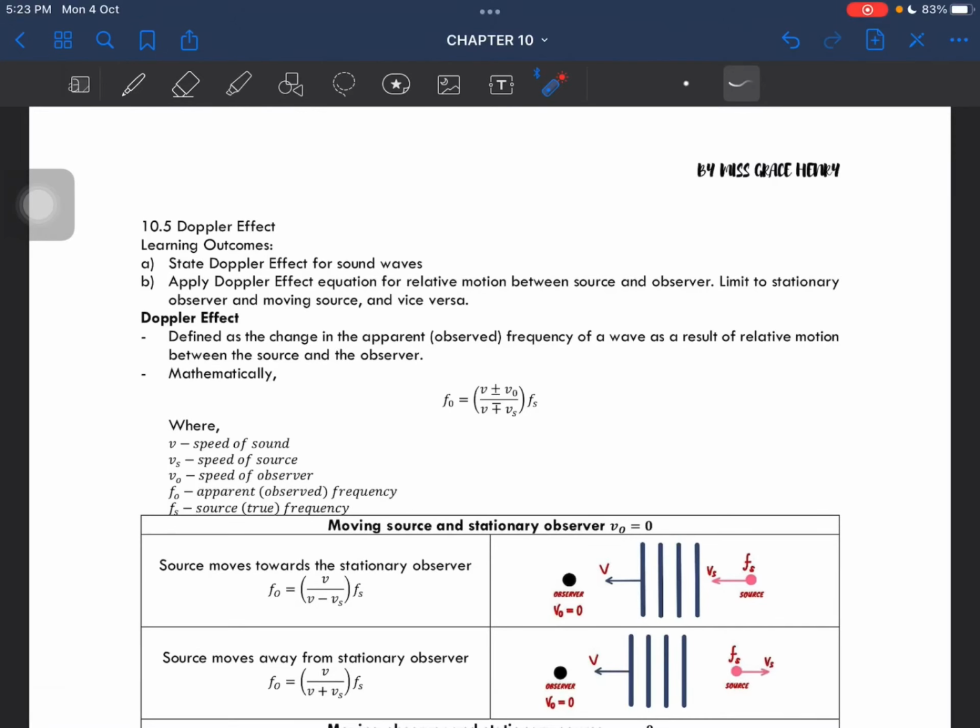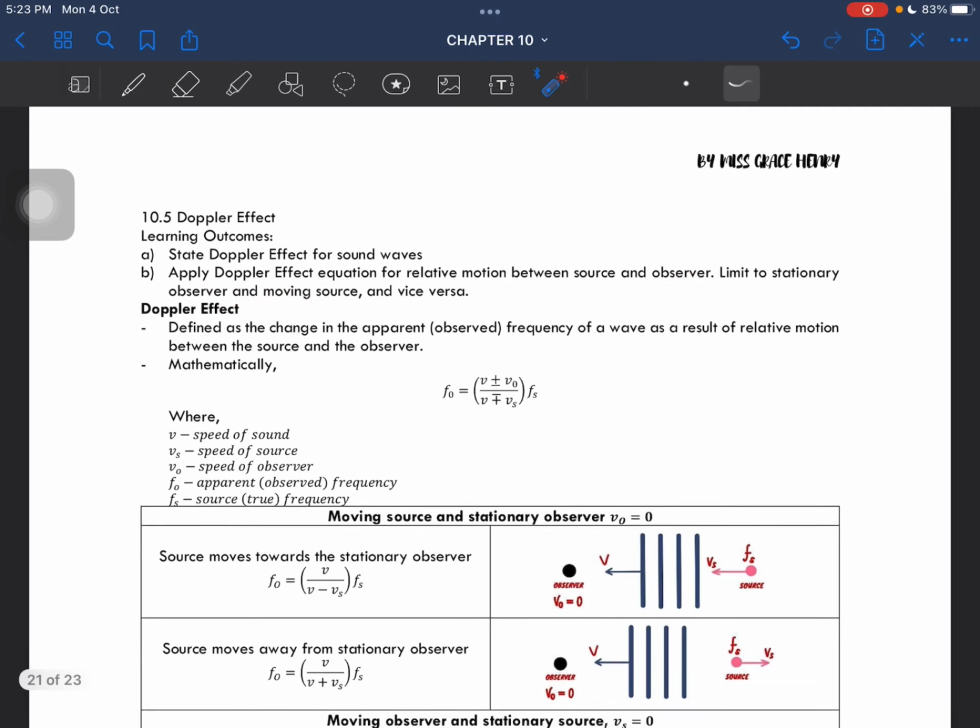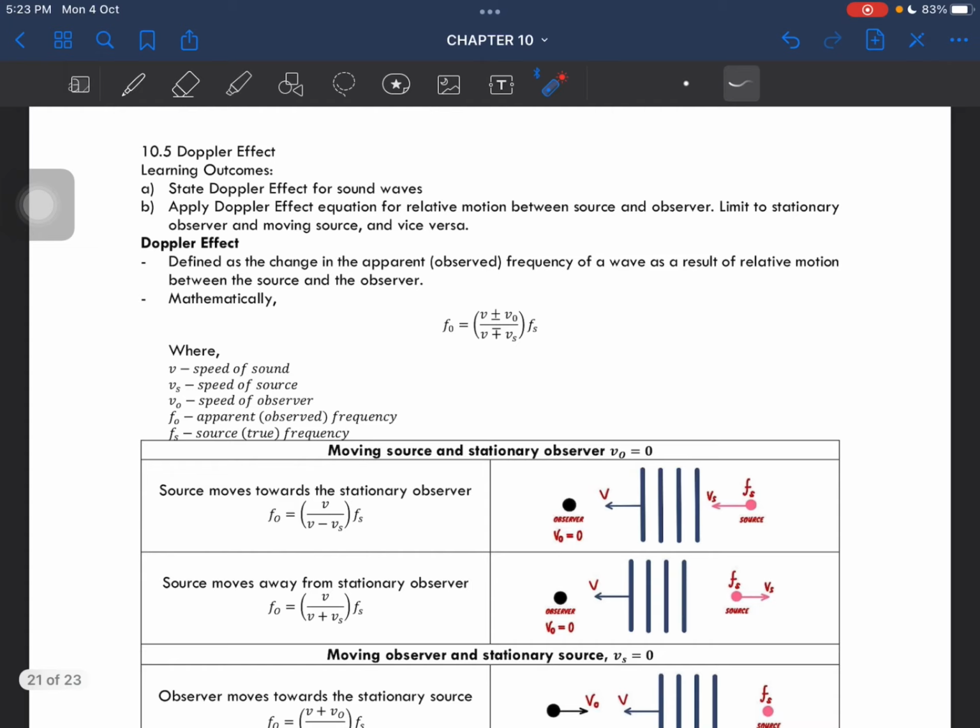Okay, final subtopic for this chapter, which is on Doppler effect. In this subtopic, you should be able to state Doppler effect for sound waves and apply Doppler effect equation for relative motion between source and observer. This is only limited to stationary observer and moving source, and vice versa.